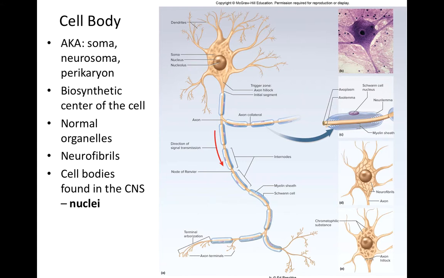When we find cell bodies of neurons in the central nervous system, so when we see this part of a neuron in the central nervous system, it's going to be called nuclei. So this is not to be confused with the actual nucleus of the cell. When we have a collection of cell bodies in the central nervous system, it's called a nuclei. If we have a collection of cell bodies in the peripheral nervous system, it's called a ganglia. So we have different terminology depending on if we are looking at this collection of cell bodies in the central nervous system or the peripheral nervous system.